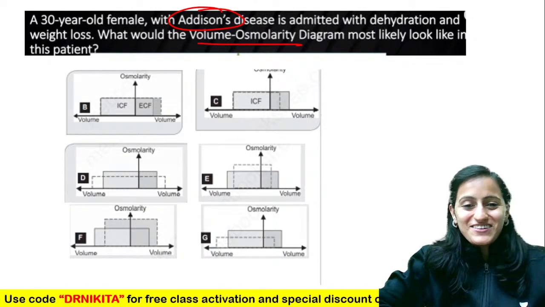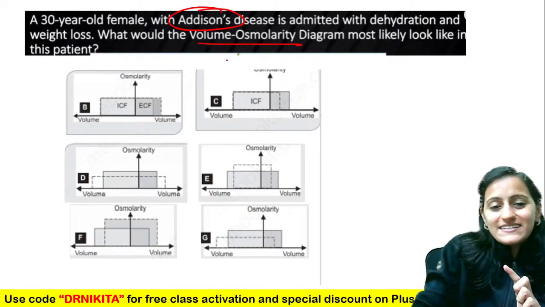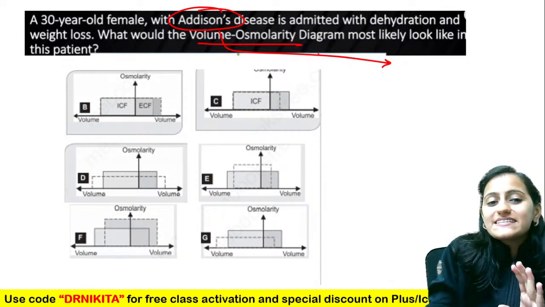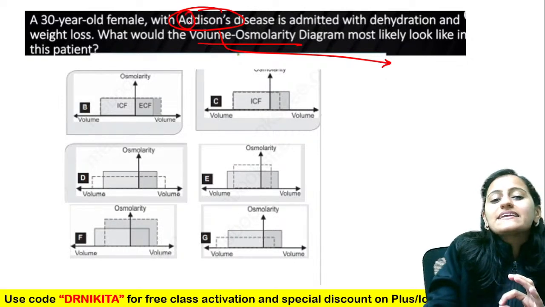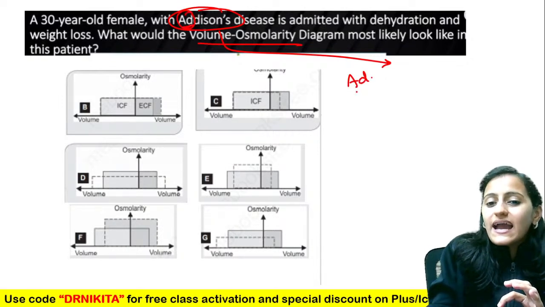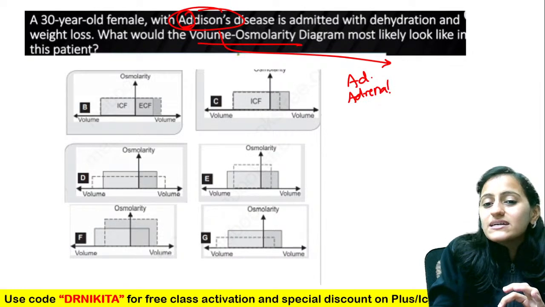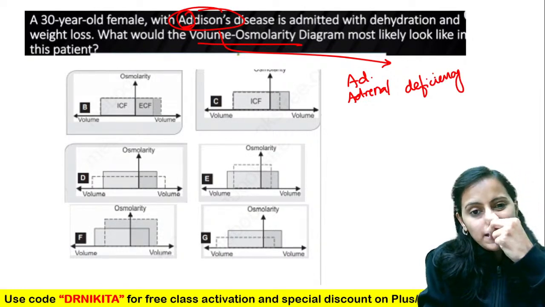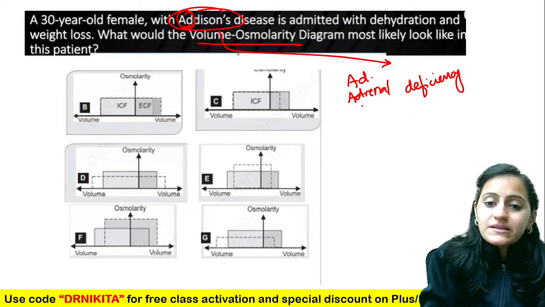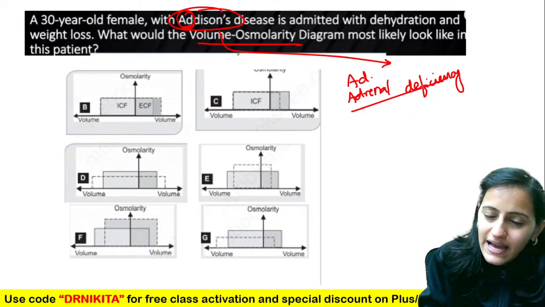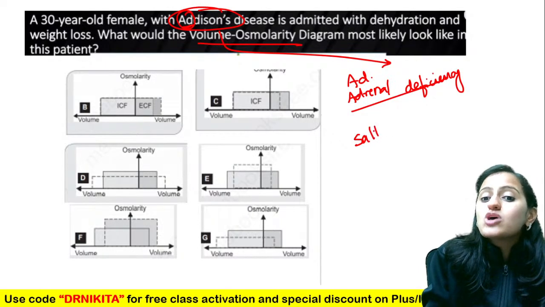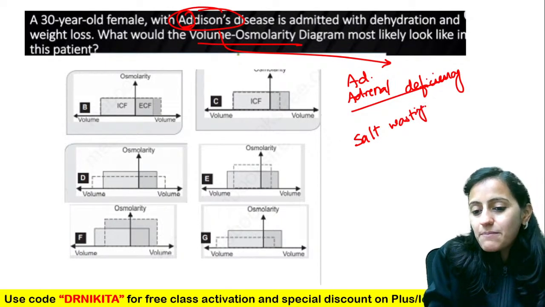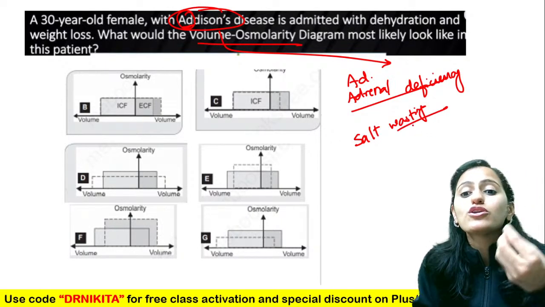Very good. Amazing. So I can see all of you getting this right. See, what is Addison's disease? Addison's, remember AD. Addison's is your adrenal deficiency. Right, Addison's is your adrenal deficiency. So adrenal deficiency is happening in Addison's. So it is your salt wasting which is happening. So this is your loss of fluid.